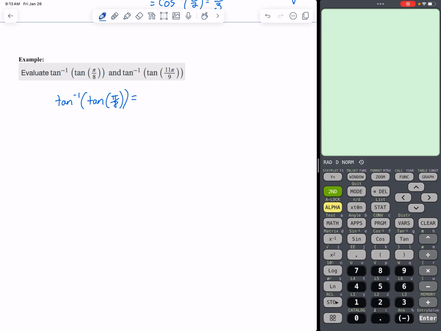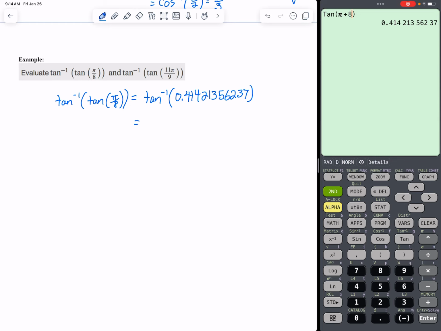So I'm going to do tangent of pi over 8. And it's definitely going to give me a decimal. So I got tangent, and since I'm going to be working with this again, I'm going to write out the whole thing: 0.4142135623 7.